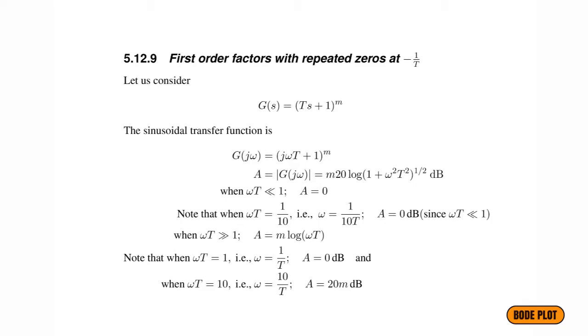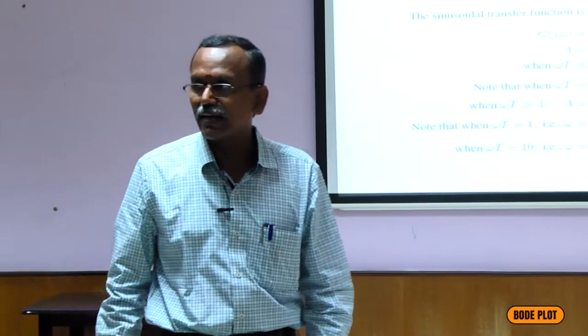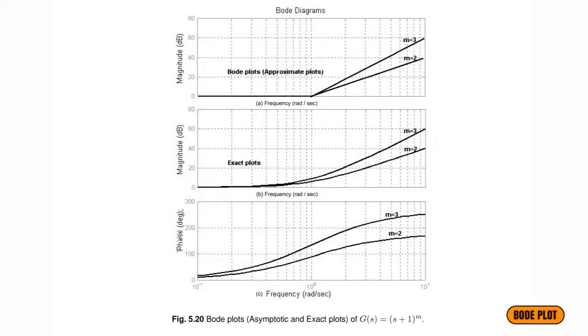When m equal to 2, up to corner frequency it is 0. After that it increases at the rate of 40 dB per decade. Yes, when m equal to 1, it is 20 dB per decade. When m equal to 2, it increases at the rate of 40 dB per decade. This is the actual plot. This is the approximate plot or asymptotic plot. This is the actual plot. This is the phase.